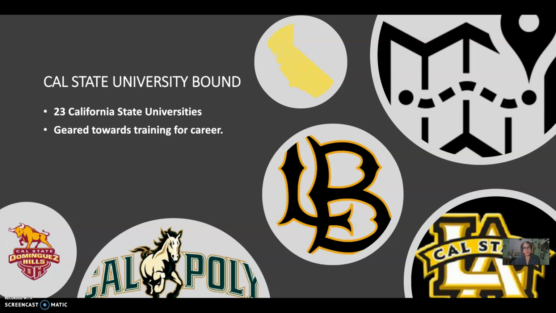But anyway, if you're Cal State University bound, there are 23 California State universities. They are geared more towards training students for careers, to go into the working world, particularly into a vocation or career, whereas the UCs are geared much more heavily towards research and providing practical research experience for their students.